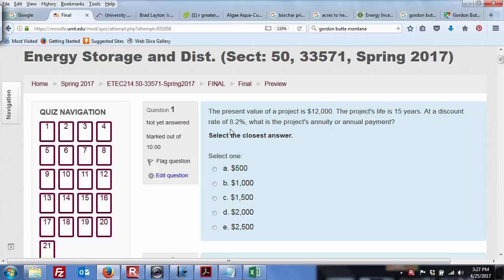All right, so let's look at this guy. Present value of a project is $12,000. Project's life is 15 years at a discount rate of 8.2. What is the project's annuity or annual payment?